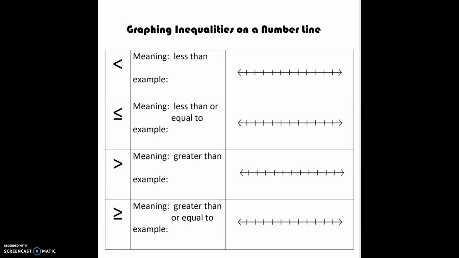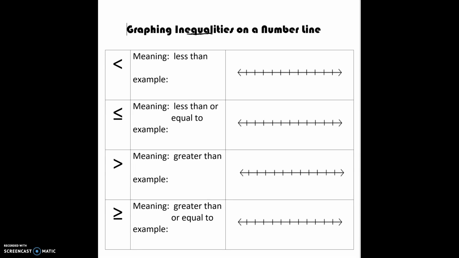Today we're going to take notes on graphing inequalities on a number line. So what is an inequality? If you look at this word, you'll see that inside this word is the word equal. So an inequality is something that does not equal something else.